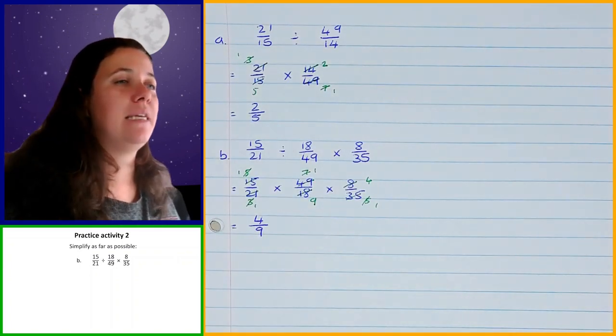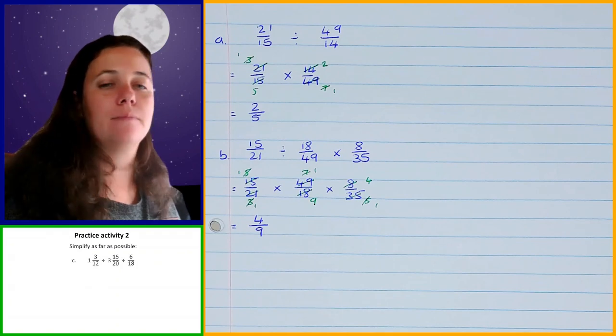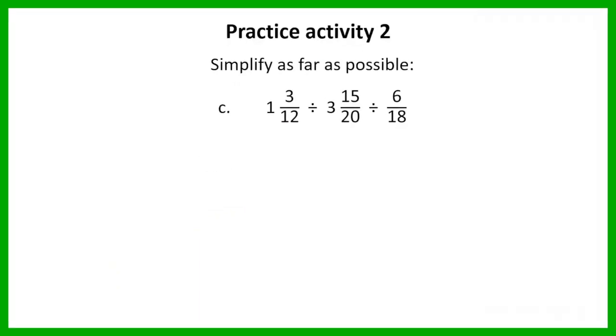Right, question C. Here we've got 1 and 3 over 12 divided by 3 and 15 over 20 divided by 6 over 18. I'm going to give you 2 minutes to work on this question.